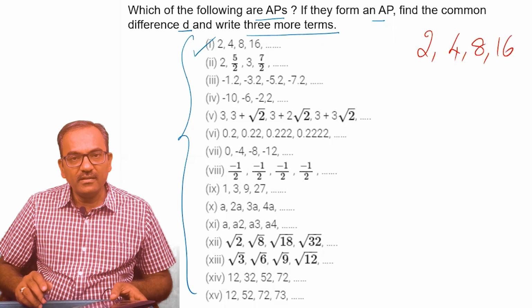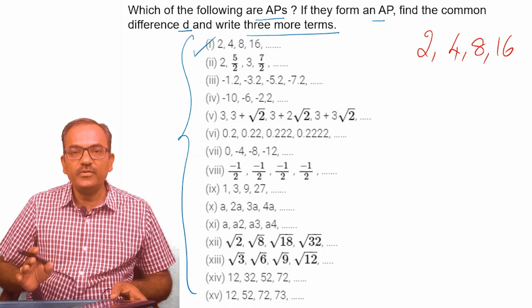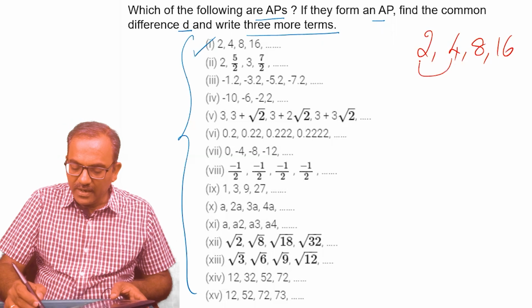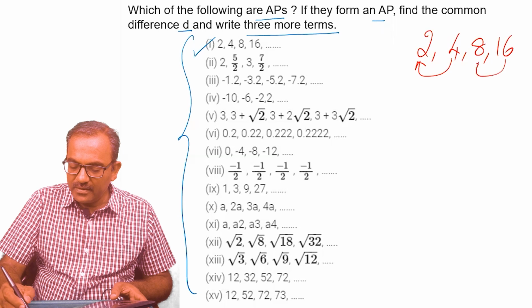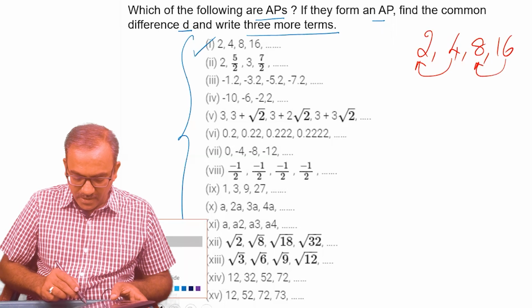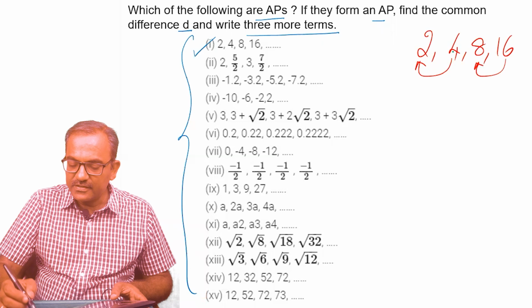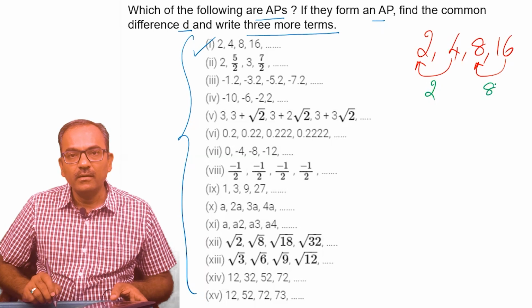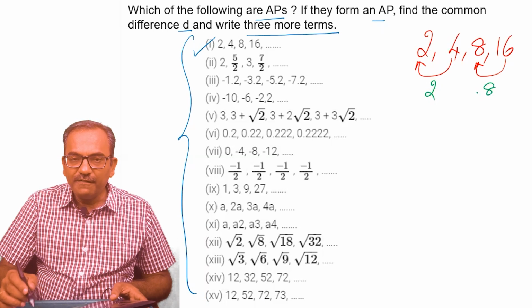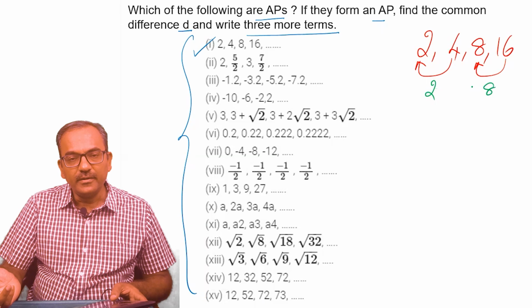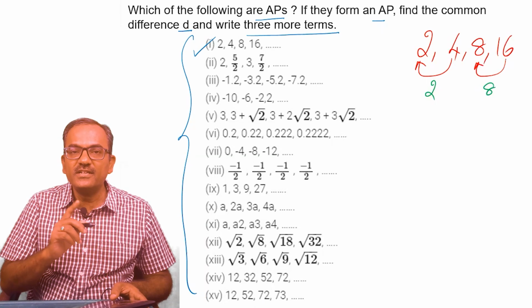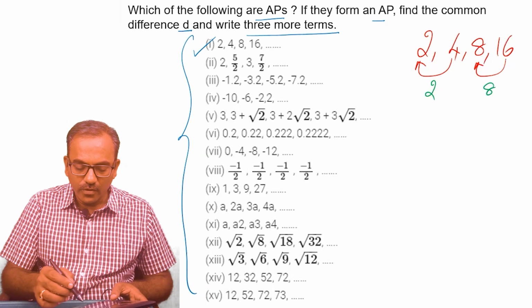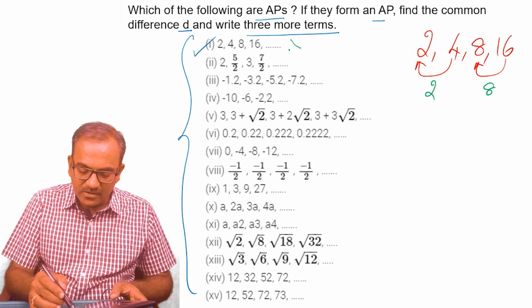In order to check whether this is an AP, what you need to do is find any 2 terms and find the difference. I will take these 2 and I will take these 2. Now let me check out the differences. 4 minus 2 is 2, 16 minus 8 is 8. So the differences are different. We are not getting the constant difference. Therefore, the first one is not an AP.